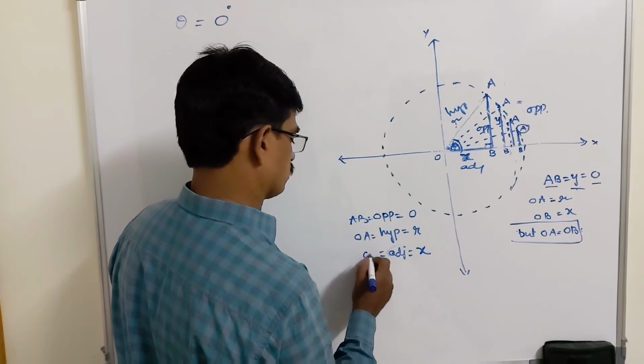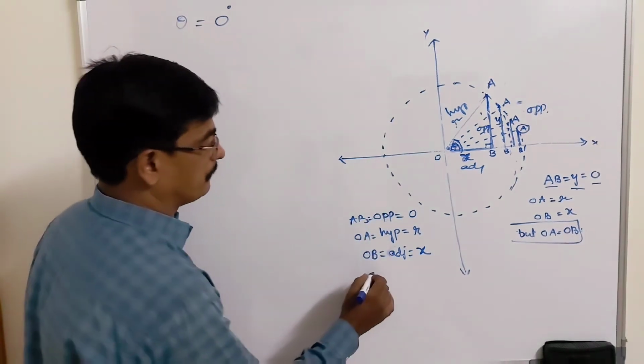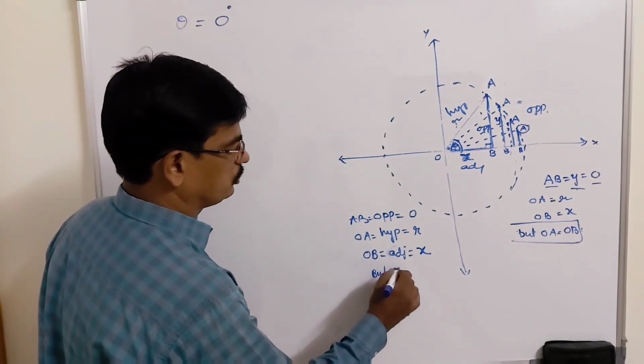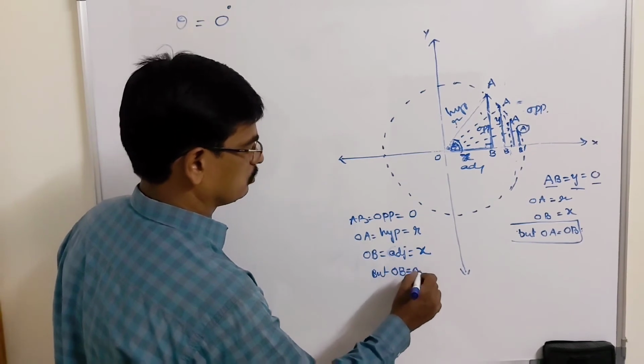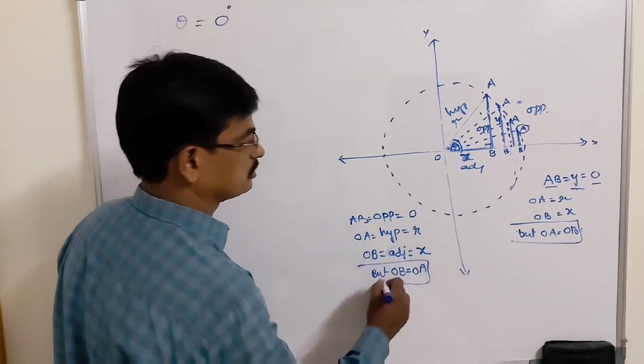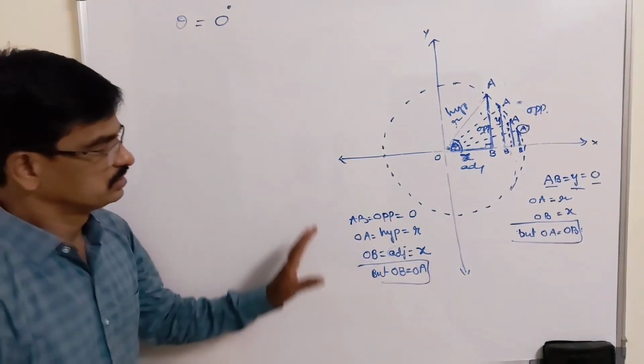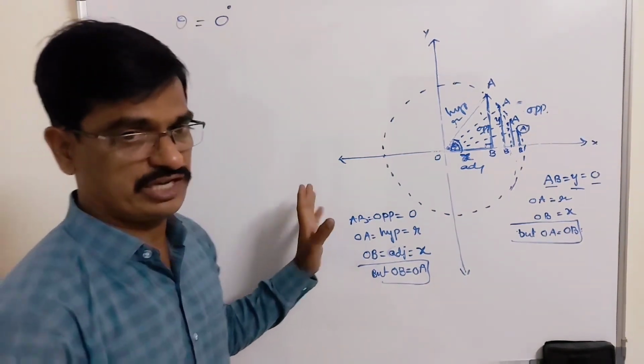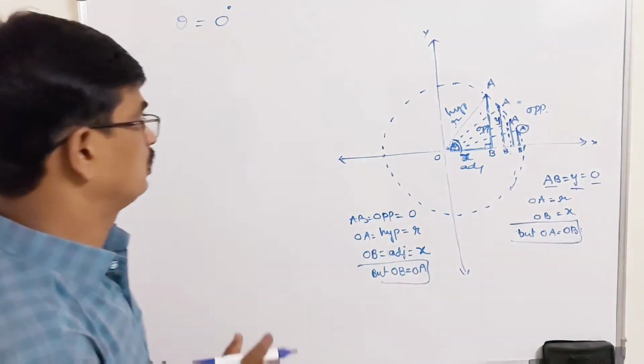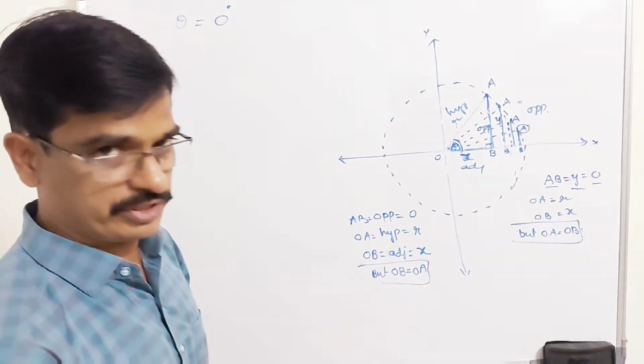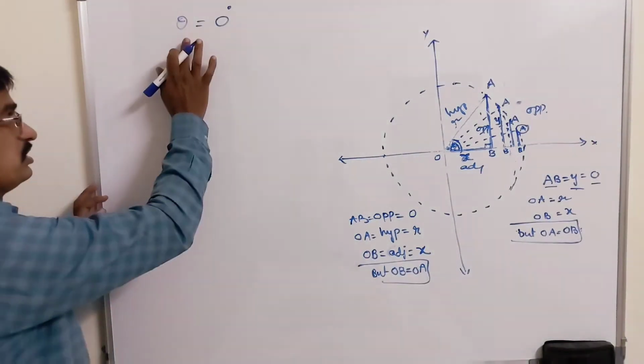This is OB. But OB is equal to OX. OB is equal to OA, we proved here. OA is equal to OB. So you remember these things, then we can easily find out all trigonometric ratio values for theta is equal to 0.